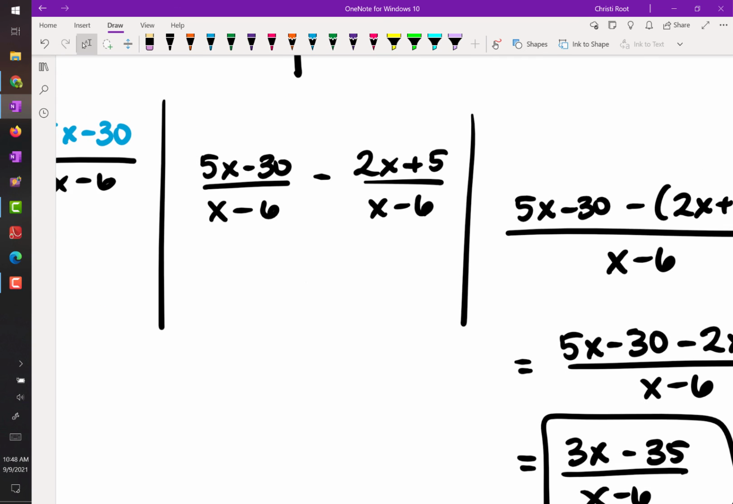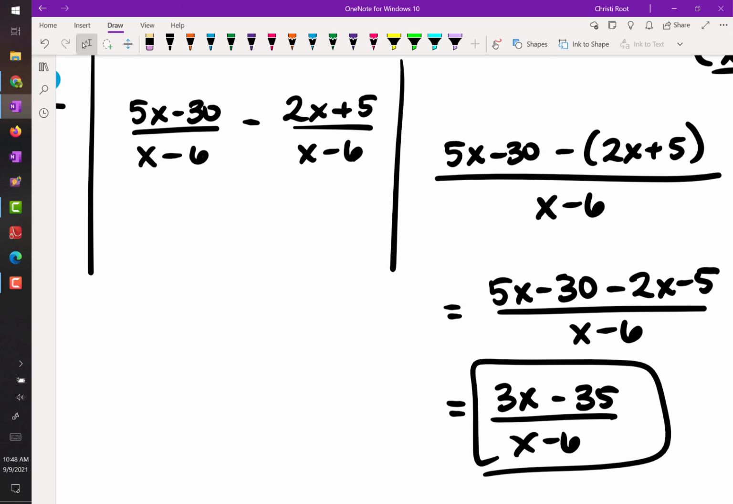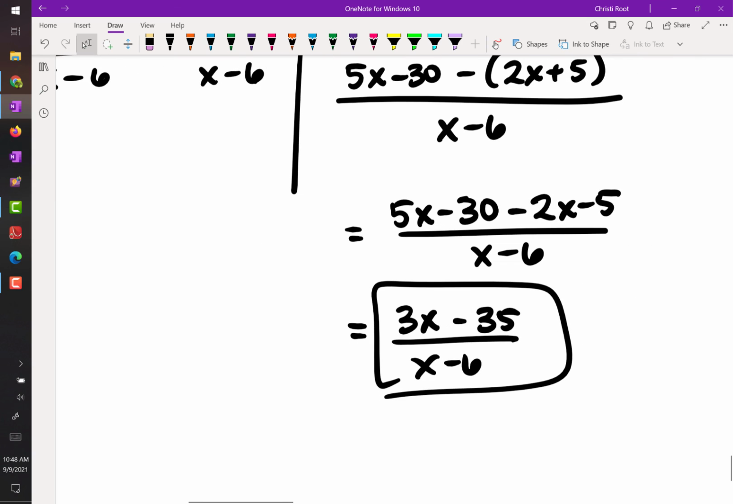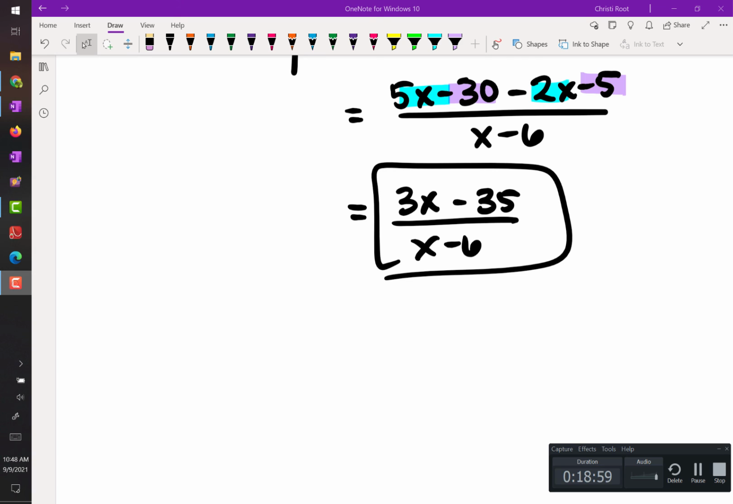And you've got to be super careful when you're subtracting. So when you rewrite it, make sure you're subtracting 2x and you're subtracting 5. And then if you just add these together, you get 3. And then you add these together, you get -35. And there's nothing that you can factor on the top. And that's pretty much it. So good job.